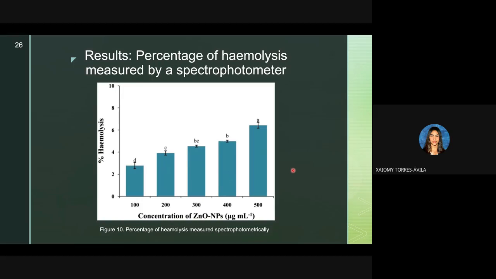Now we have the percentage of hemolysis measured by a spectrophotometer at 100 micrograms per reciprocal milliliter of zinc oxide nanoparticles. The hemolysis was 2.7%. At 500 micrograms per reciprocal milliliter, the hemolysis was 6.4%, which goes over the 5% mark that is permitted in biomaterials. Therefore, the maximum amount of zinc oxide nanoparticles that can be utilized for hemolytic activity is 400 micrograms per reciprocal milliliter.